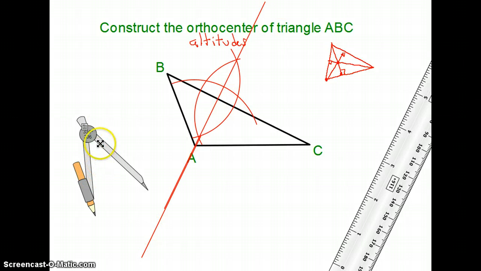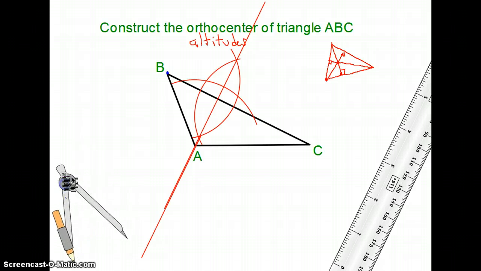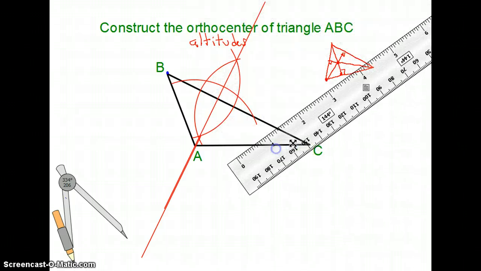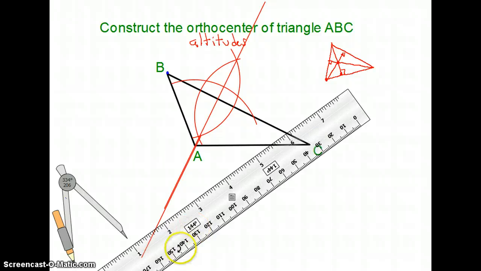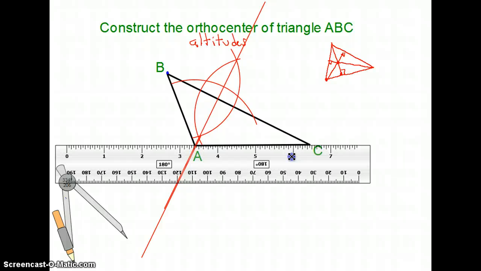Okay, constructing the altitude from B to AC is not quite as easy. B's up here. Here's the point. Here's the line, AC. The perpendicular that connects those things is going to have to be over here. We're talking about the perpendicular from the point to the line, so I don't just mean side AC. I mean the actual line AC. Is that going to extend it pretty well? That's close enough.